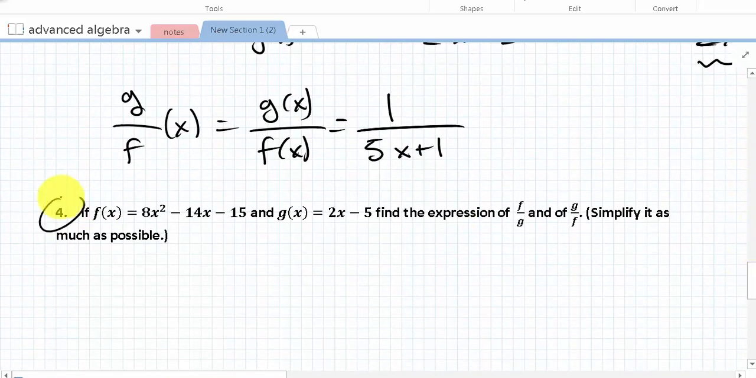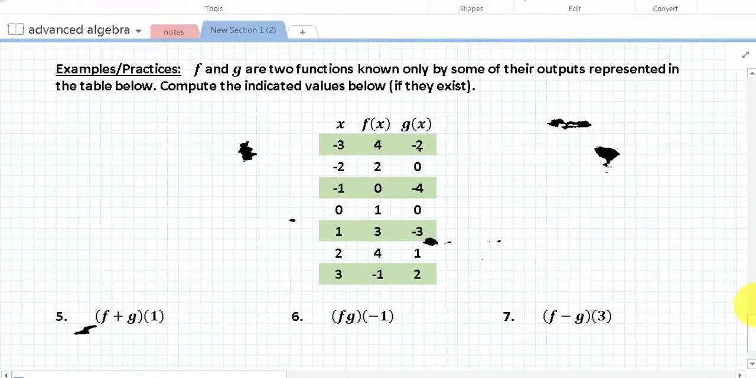Okay, let's move on to the next example. Please complete number 4 on your own. Let me go to the final example. Okay, so this time the functions are given with a table. So be careful right here what you're reading, guys, okay?